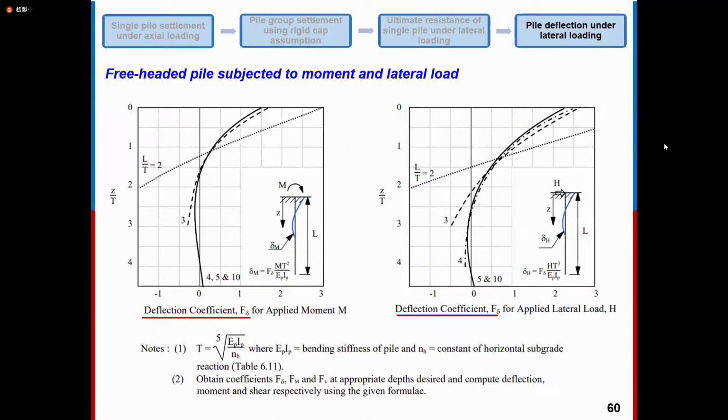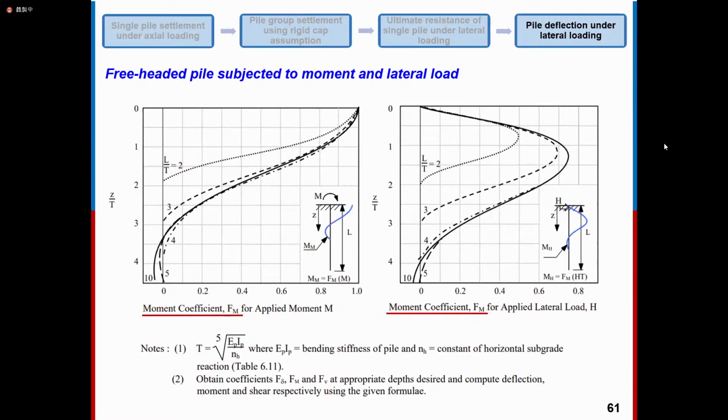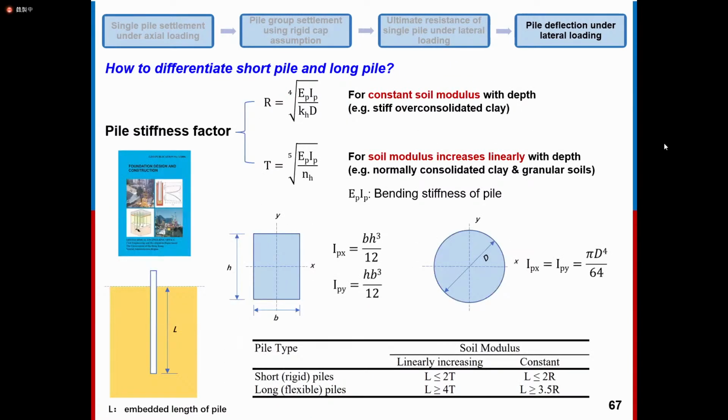We also discussed the design chart method: how to determine the deflection along the depth under a moment on the top or a horizontal force on the top. This design chart is very easy to use. One very important thing is this T. Let's jump to the last slide, which I got directly from the design code. This T in the design code is named the pile stiffness factor.